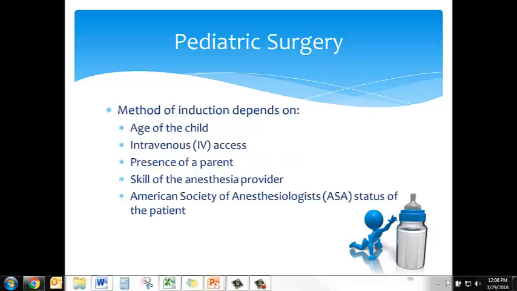The method of induction will depend on several factors. Earlier in this video, I told you that most often pediatric patients are induced via inhaled anesthetic drugs.